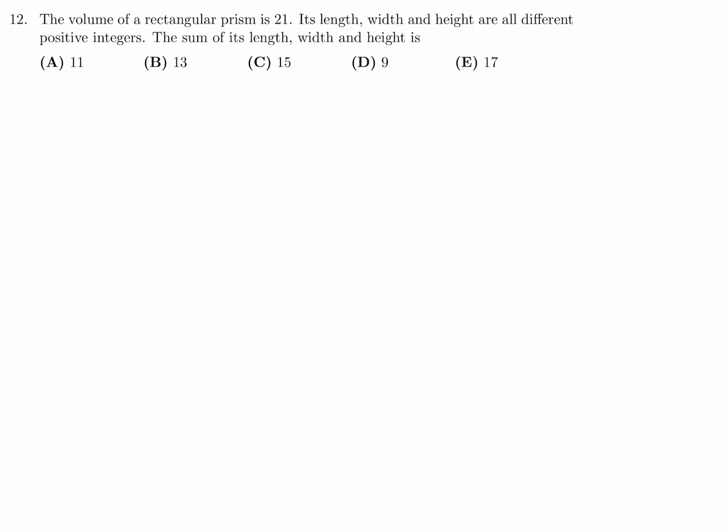The volume of a rectangular prism is 21. Its length, width, and height are all different positive integers. The sum of its length, width, and height is... All right, well, the volume is 21, and that's length times width times height. 21 can be broken up into 3 times 7. Okay. Well, it'd be nice if there were 3 numbers. There's only 2 here, 2 prime factors. Well, that's not a big problem. I can just stick a 1.